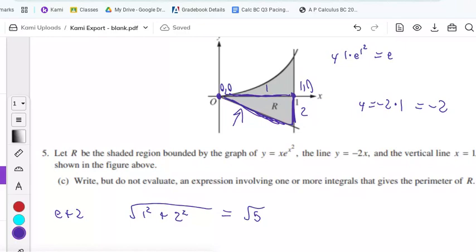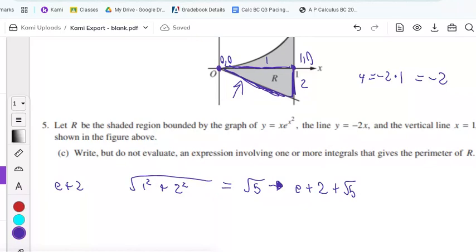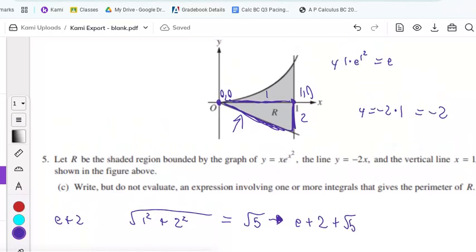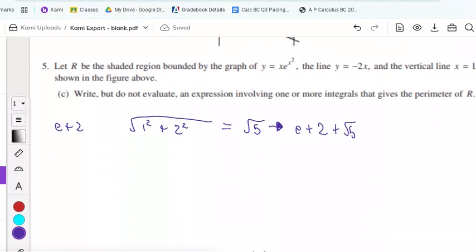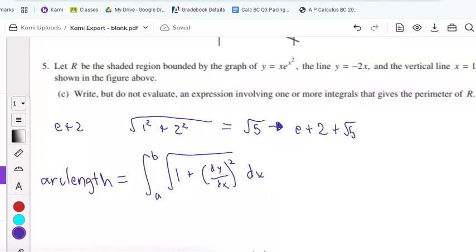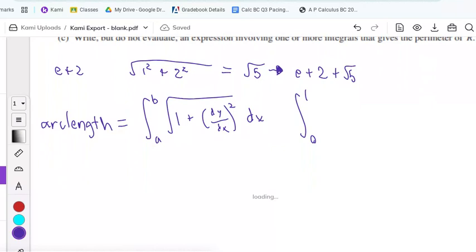Now that we've done that, we can add the lengths of these two lines together. Finally, for the last missing piece, we should find the length of this curve right here. To find the length of this curve of y equals xe to the x squared, we'll have to use the arc length formula. The arc length formula is given by this. To start off, we can use our bounds that we found many times earlier, 0 to 1. Afterwards, we'll have to find the derivative of xe to the x squared, and then plug it into our equation. To derivate this, we should use the product rule.